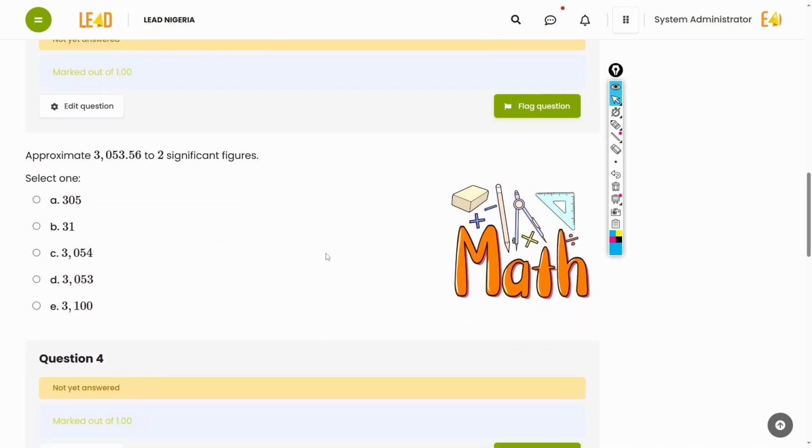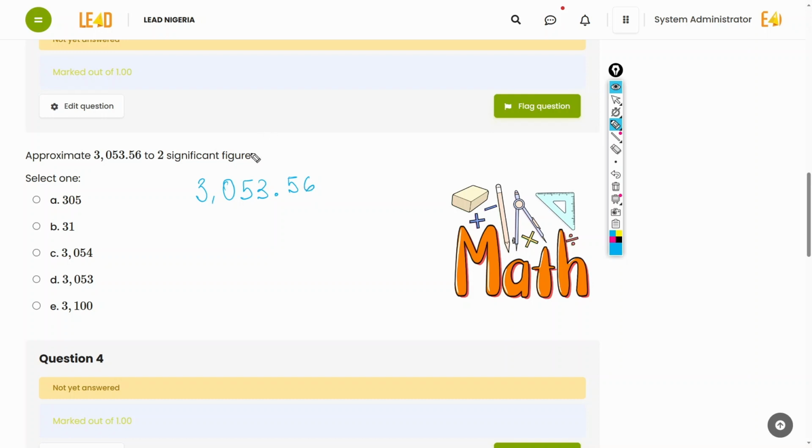Question 3 says, round to approximate 3053.56 to two significant figures. That's 3053.56.